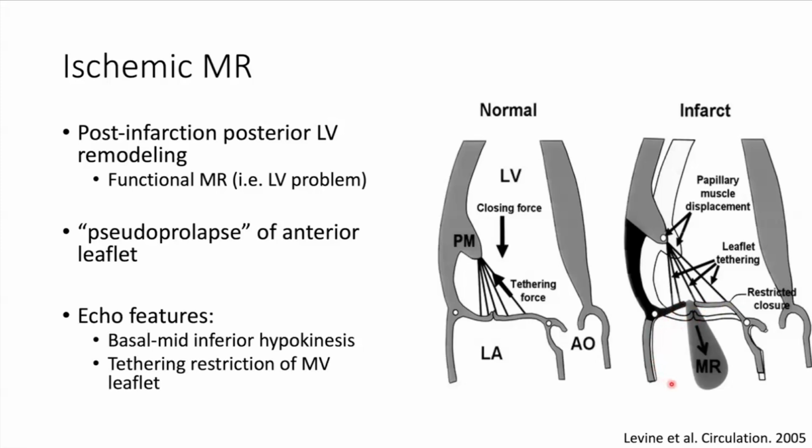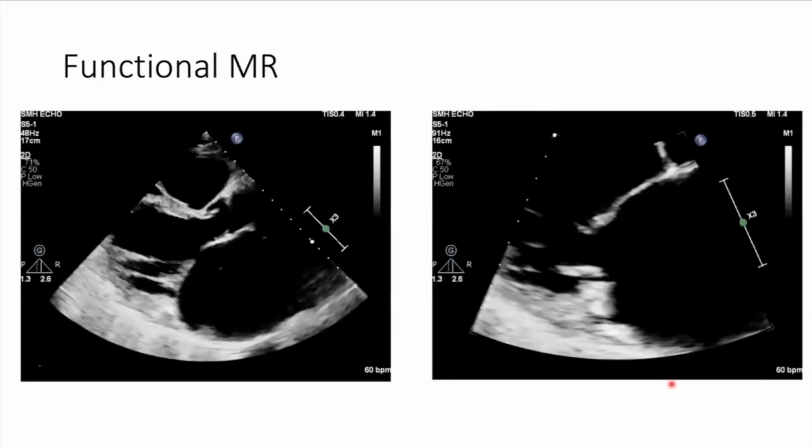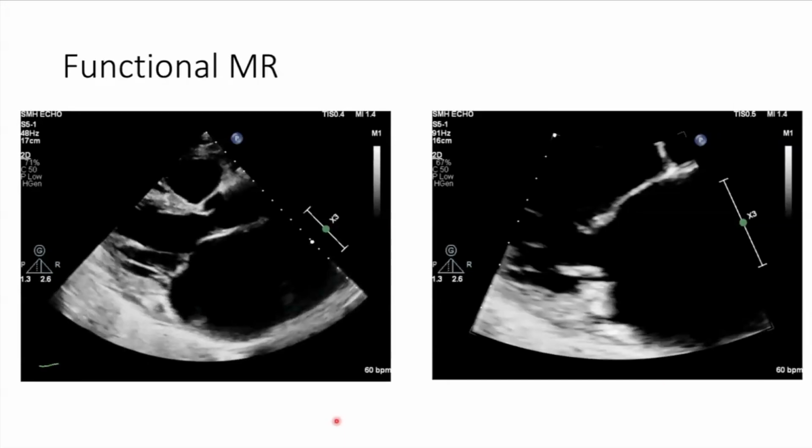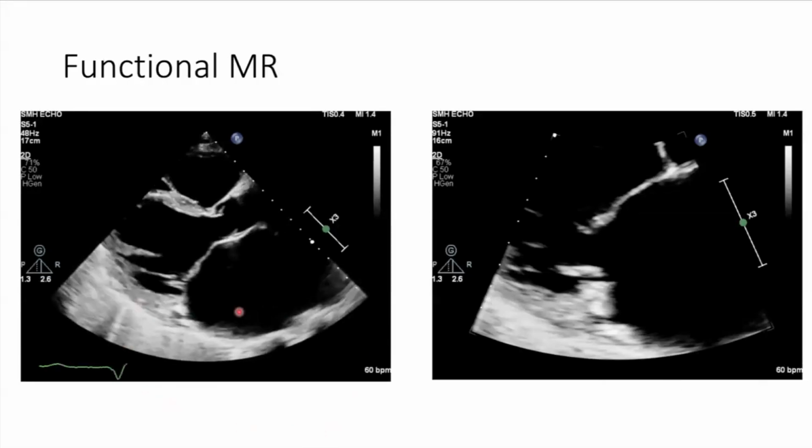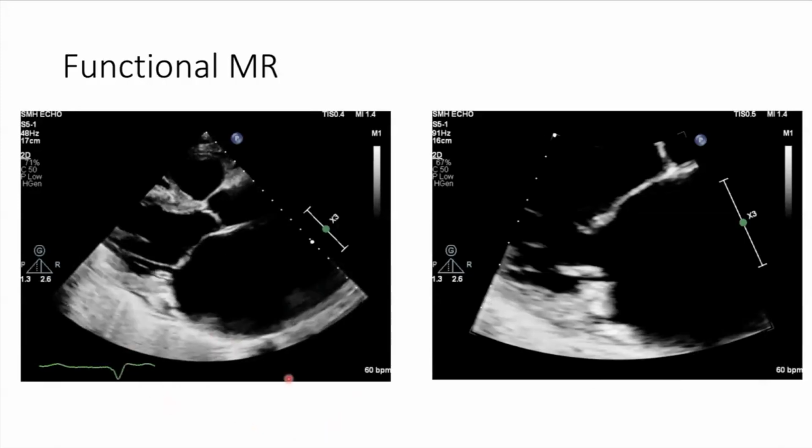So the echo features that we're looking for really are basal to mid inferior infarcts or akinesis with remodeling. And you can see this in just generally LV dilatation as well. And we're looking for tethering restriction of the mitral valve leaflet. I couldn't find an example of this entity, but this is an example of functional mitral regurgitation, where the entire left ventricle has been dilated. There's severe dilatation of the left atrium here.